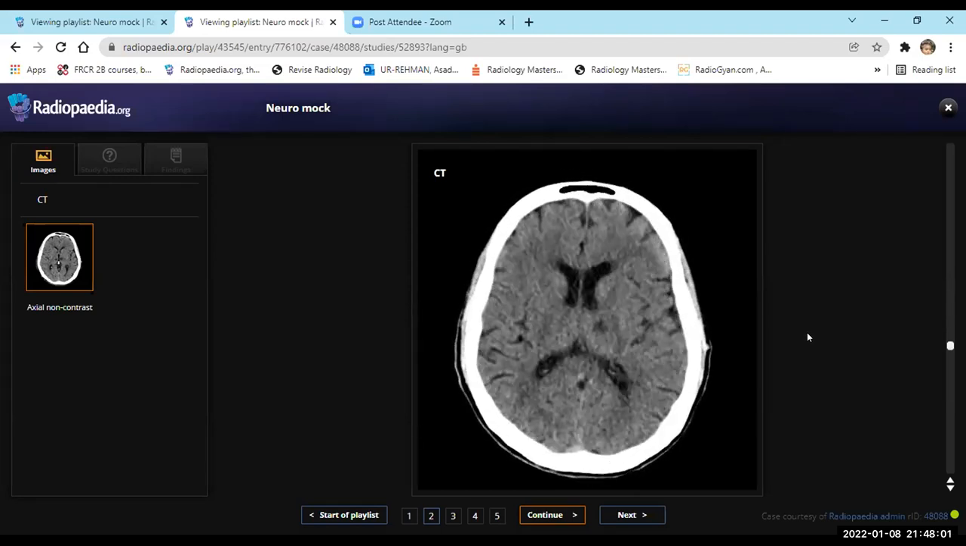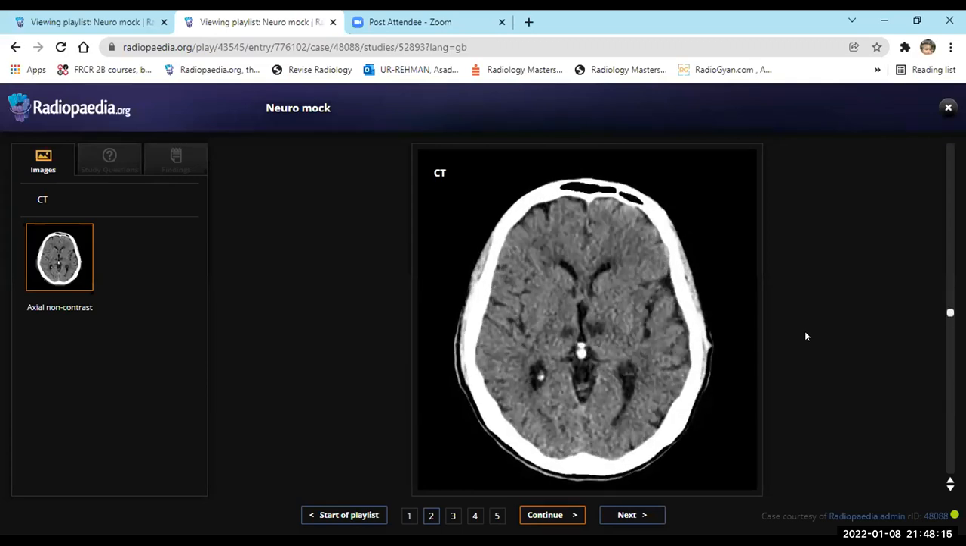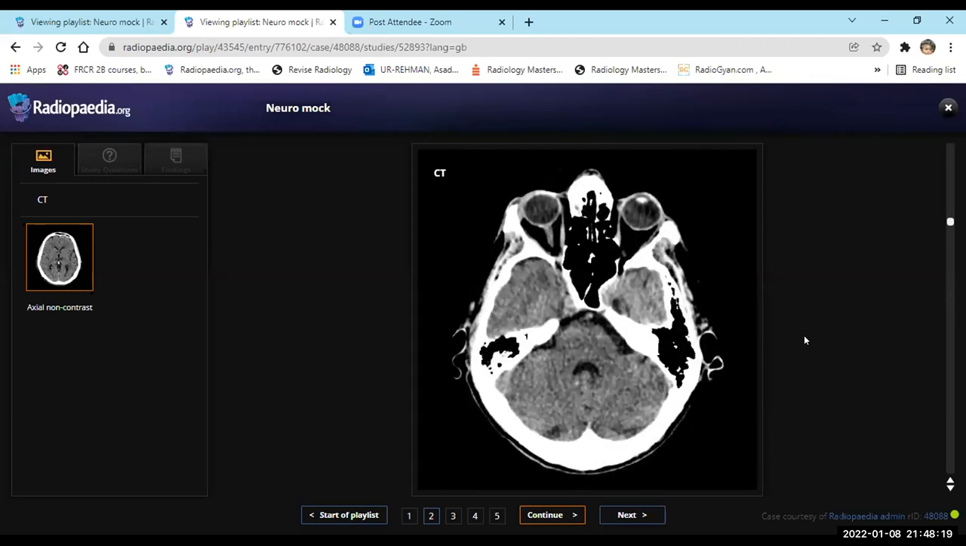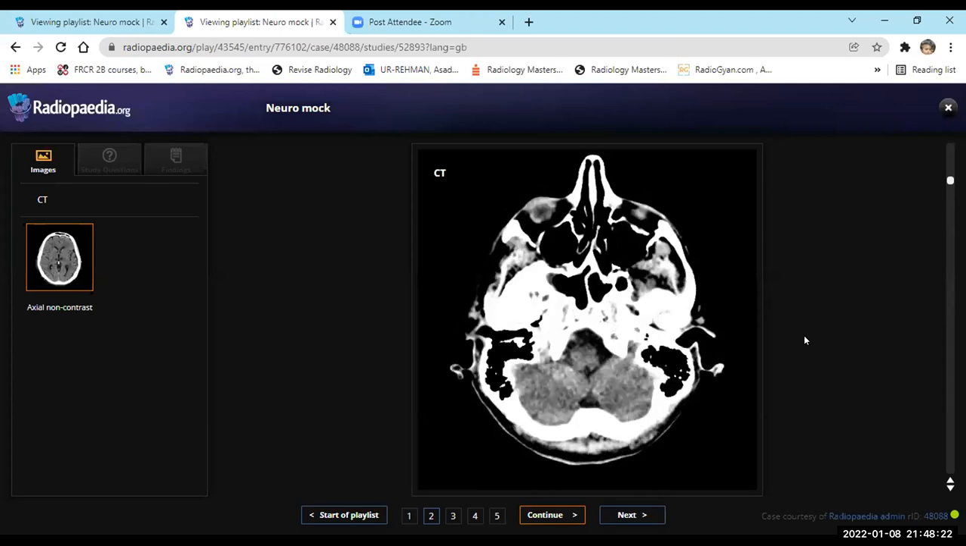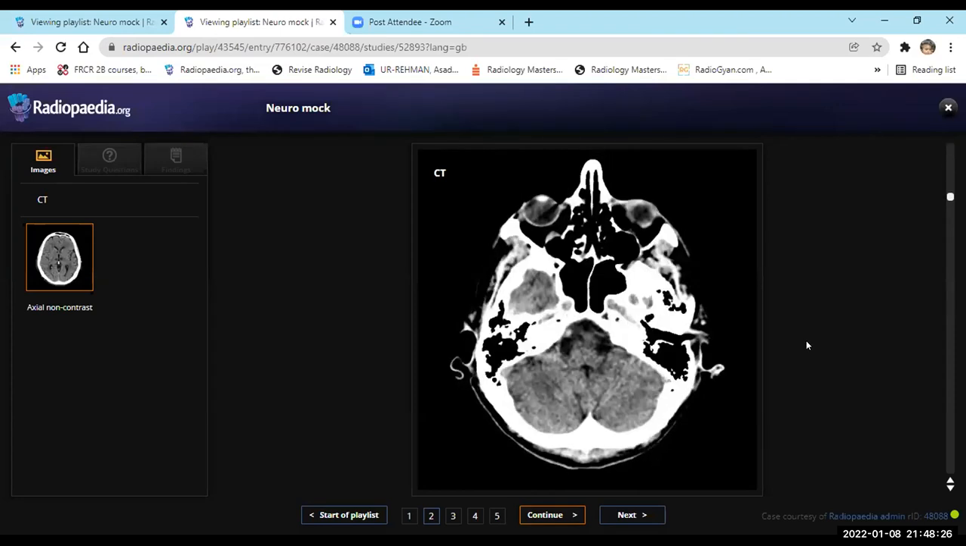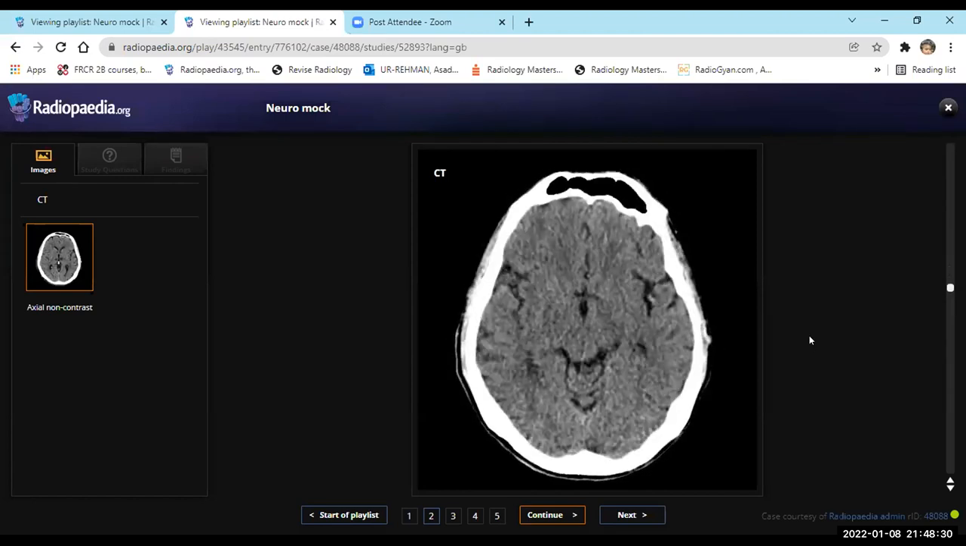Also bilateral mammillary body, I think. Sorry? Also, I think bilateral mammillary body. Okay. No obvious abnormality within the brain cortex and white matter, periventricular white matter, no hydrocephalus seen.